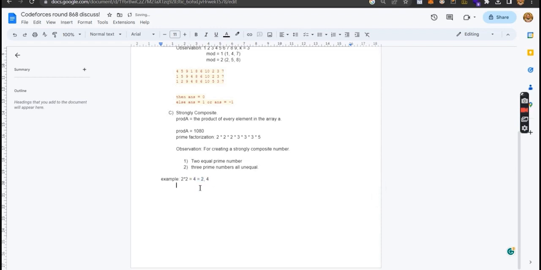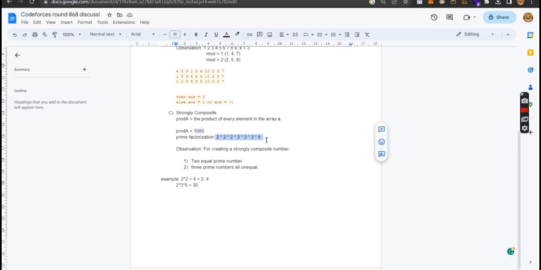And for another case, let's multiply 2, 3 and 5. So it is 30. And if you do the prime factorization of 30, you will see that it is also a strongly composite number. So we will always take these lengths only, because we need to maximize the length of array B. So we'll always try to minimize the number of primes we require to create our composite number for array B.